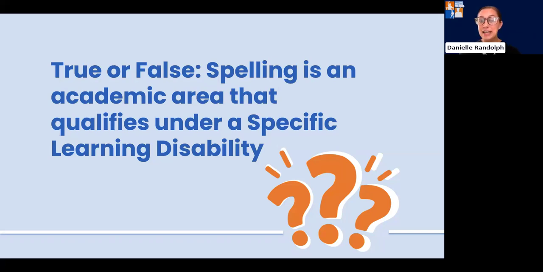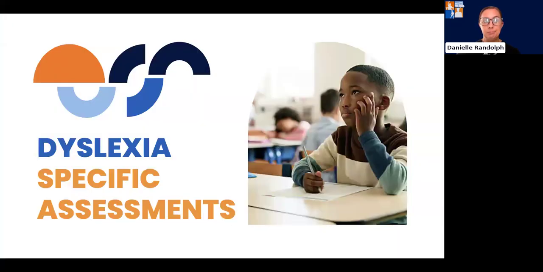All right, so it is false. Again, spelling is an area that could warrant a goal on an IEP, but it's not a standalone area that can qualify for services. Sometimes we see districts write a goal that's encoding and decoding because they do typically work on the same skills. So that's a way for us to qualify for spelling if the writing's okay. But all right, we're going to dive into dyslexia specific assessments.